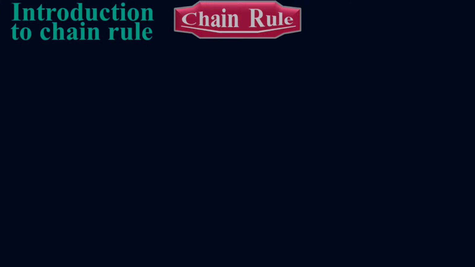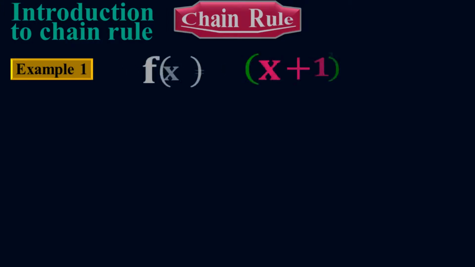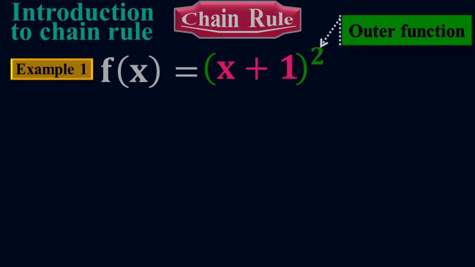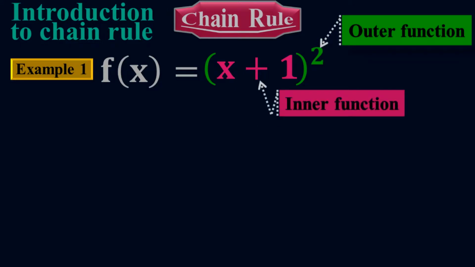Now let me do some examples to show you how we're going to use the chain rule. Example number 1. If f of x equals x plus 1 to the whole square, this is my outer function, and x plus 1 is the inner function. We have already discussed that we have one outer function and one inner function. So in x plus 1 to the whole square, the square is the outer function, and x plus 1 is the inner function. So what we're going to do here, we're going to take the derivative of the outer function first, and then times the derivative of the inner function.